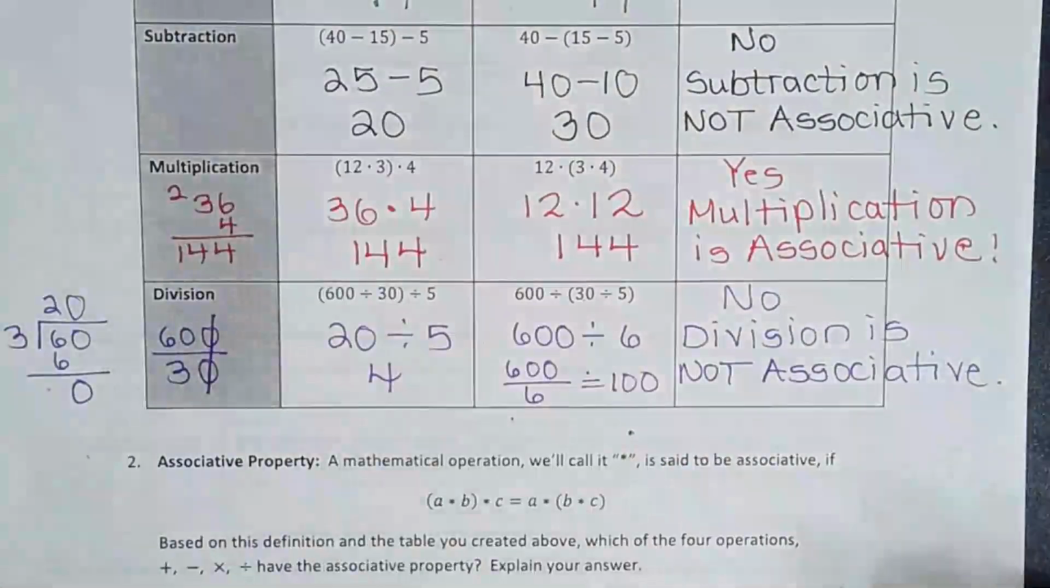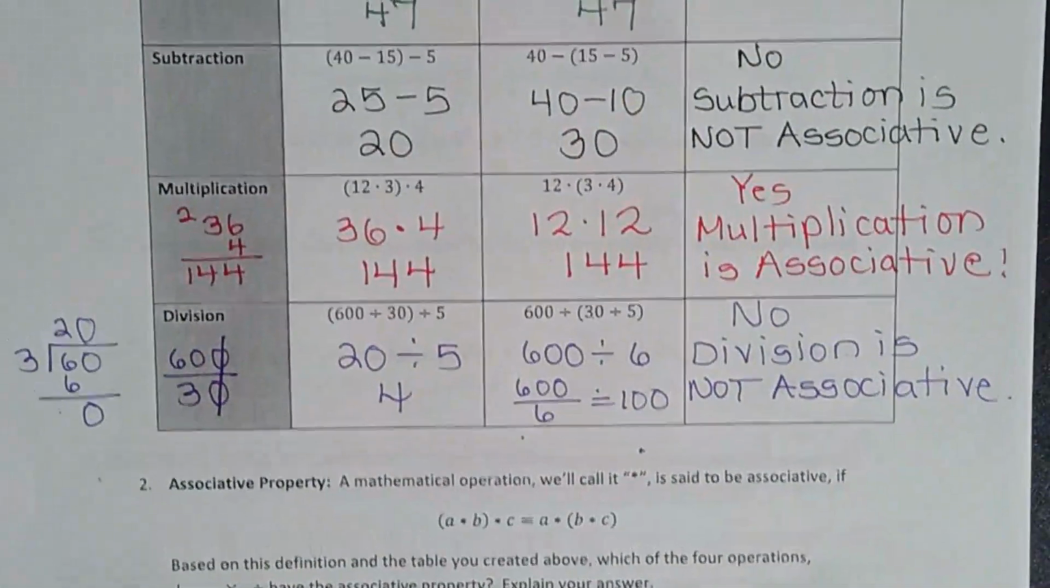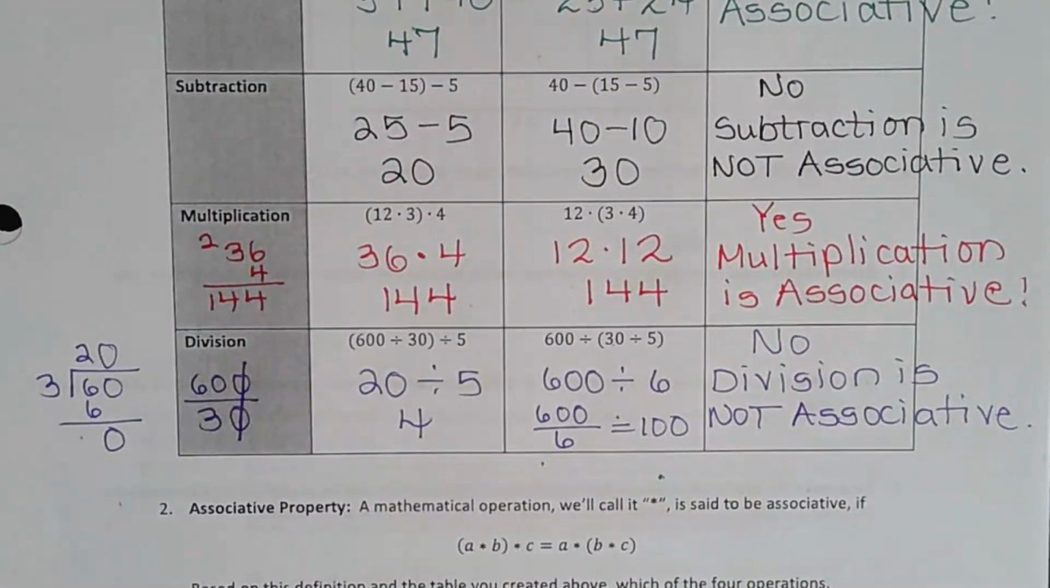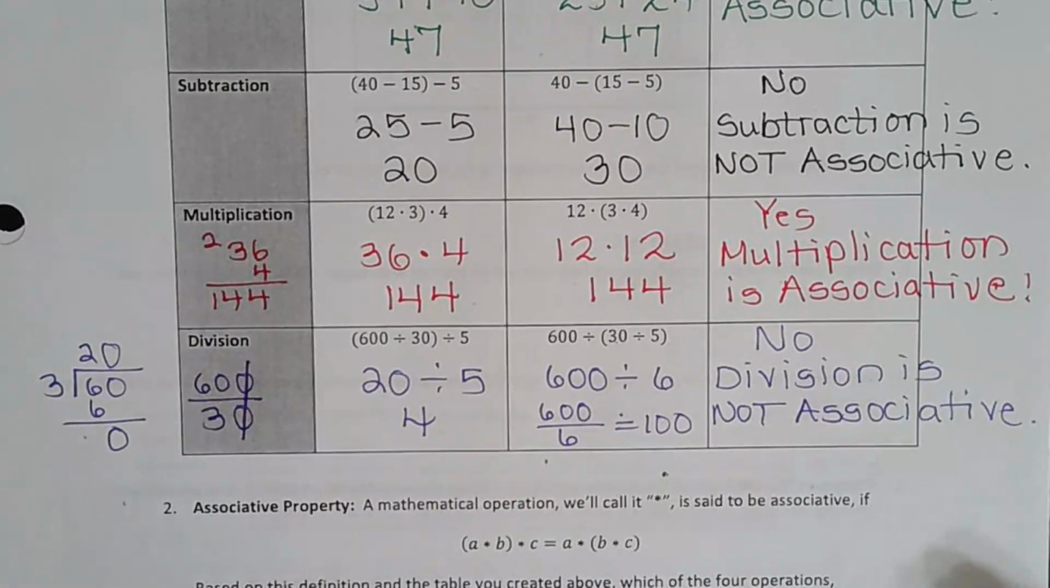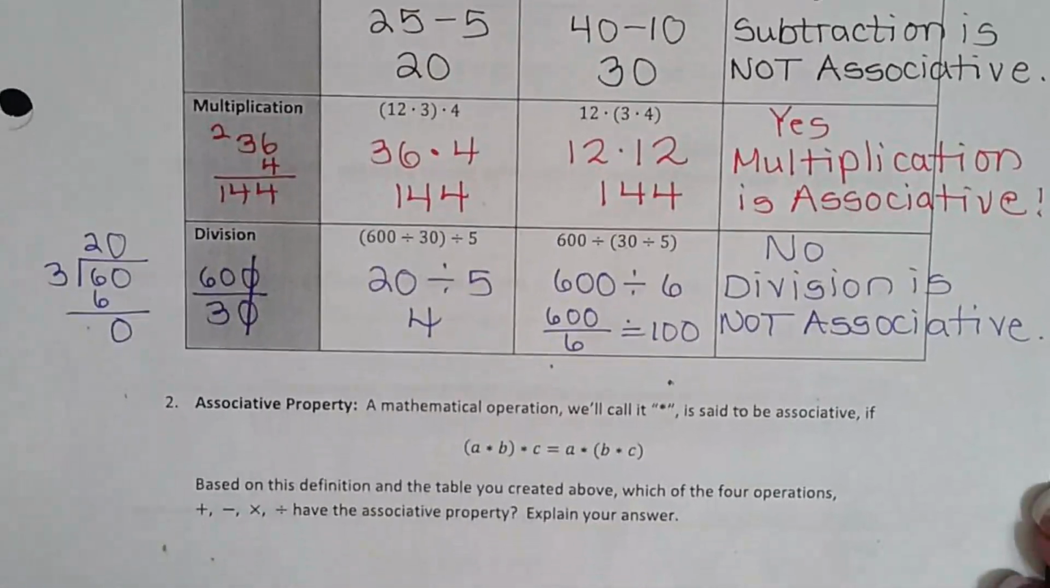So you learn two properties in this one, commutative and associative. Commutative is when you change the order. Associative is when you change the parentheses. And here's a pretty good description of associative.